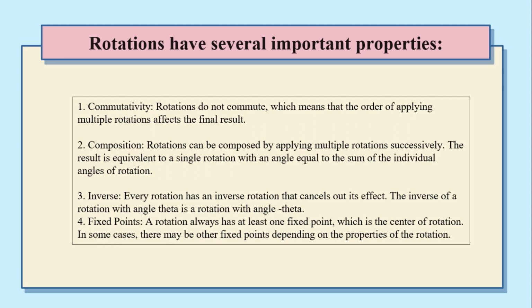3. Inverse. Every rotation has an inverse rotation that cancels out its effect. The inverse of a rotation with angle theta is a rotation with angle negative theta. 4. Fixed point. A rotation always has at least one fixed point, which is the center of rotation. In some cases, there may be other fixed points depending on the properties of the rotation.